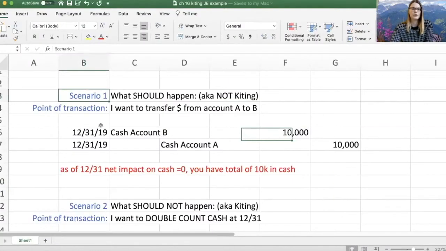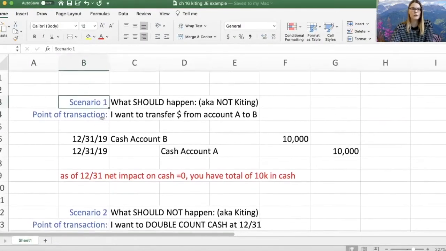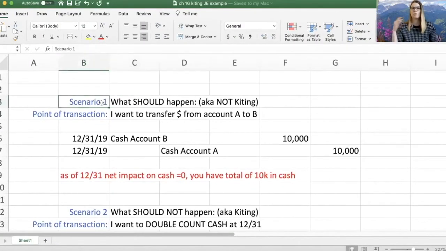So I've drawn out a couple of scenarios for you, and I want to talk through scenario 1 first, which is going to be not kiting. Scenario 1 is going to reflect what should happen when you're transferring cash between 2 accounts, both of which you own. Okay, so I have cash account A, I have cash account B, I own both of these 2 accounts, and I just want to transfer money between them.